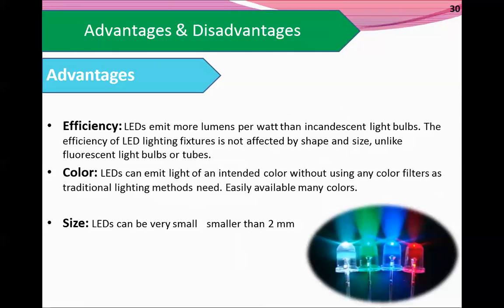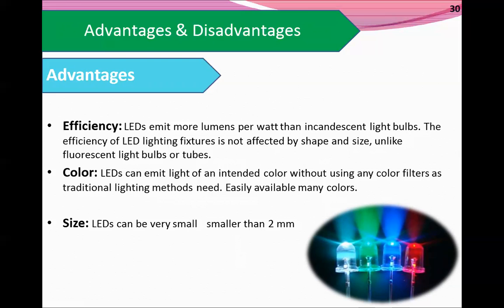Now we are going to see the advantages and disadvantages. If you look at the advantages, efficiency plays an important role. The LED emits more lumens per watt than the incandescent light bulb. The efficiency of LED lighting fixtures is not affected by shape and size, unlike the fluorescent light bulb or tubes. Color: LED can emit light of an intended color without using any color filter, as traditional lighting methods need. Here, many colors are easily available.